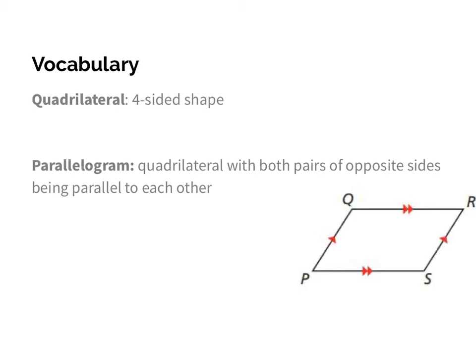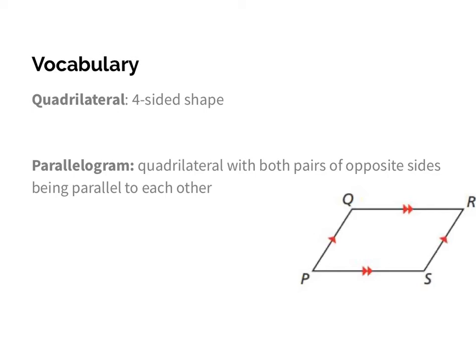Today we are going to introduce and talk about the properties of parallelograms, which are going to be a special type of quadrilateral. So first, two definitions right off the bat. In this chapter we are going to be focusing on different special types of quadrilateral. A quadrilateral is just simply any four-sided shape.